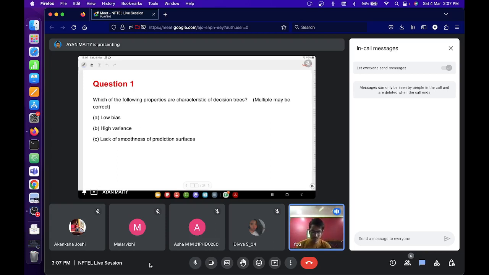Okay, so this is the first question. This question is on decision trees, which is the topic for this week. Question 1: which of the following properties are characteristic of decision trees? Multiple may be correct answers. There are 3 options here. First one is low bias, second one is high variance, and third one is lack of smoothness of prediction surfaces. So which of these 3 are the properties of decision trees? Low bias, high variance, and lack of smoothness of prediction surfaces.